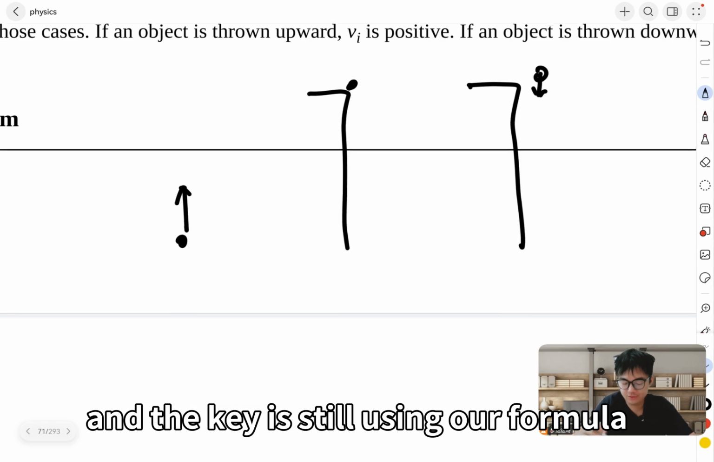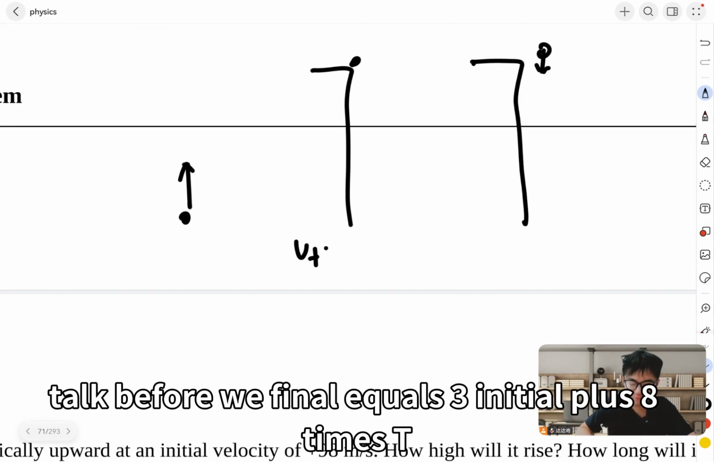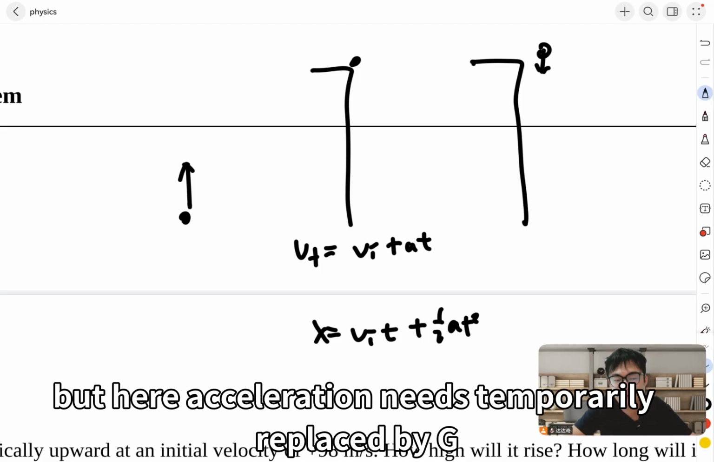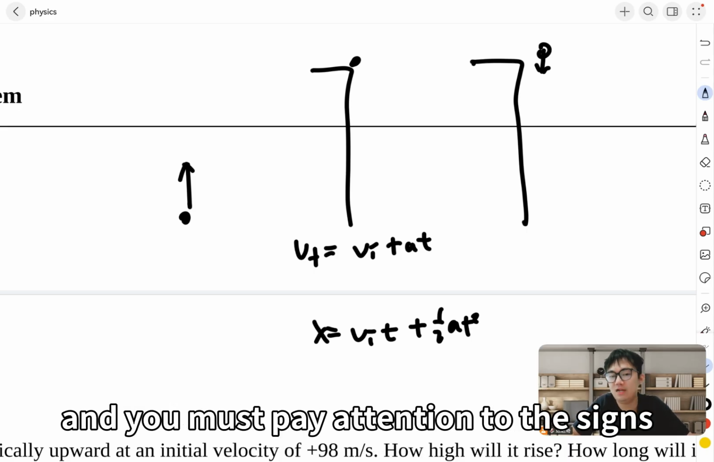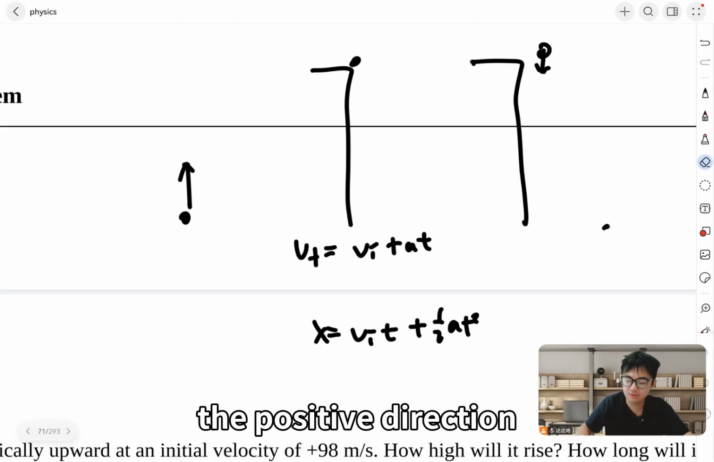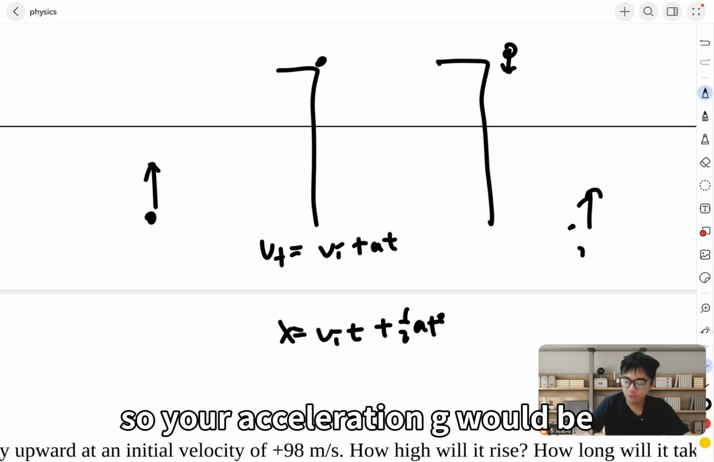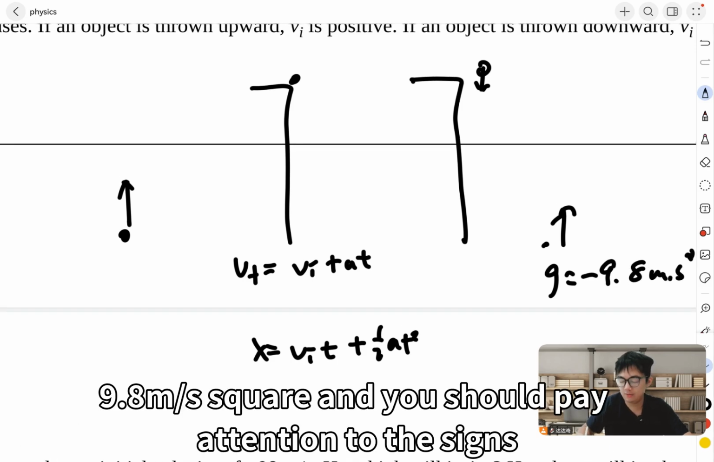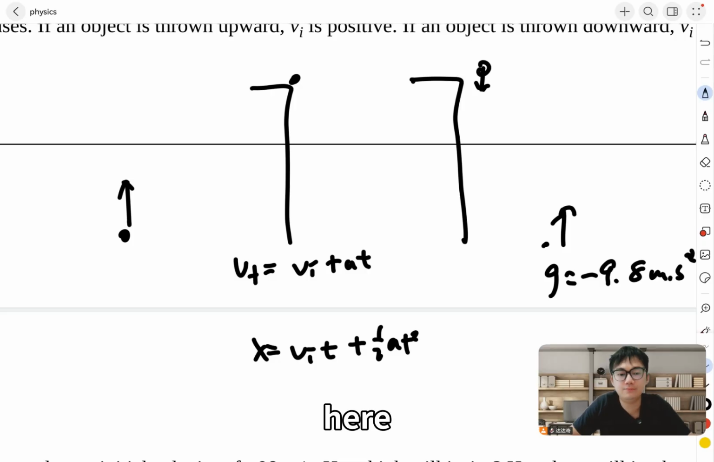And the key is still using our formulas taught before. V final equals V initial plus a times t, and x equals V initial times t plus 1/2 a t squared. But here, acceleration is replaced by g, gravitational acceleration, and you must pay attention to the signs. For example, if you take the positive direction up to the sky, then your acceleration g would be minus 9.8 meters per second squared, and you should pay attention to the signs here.